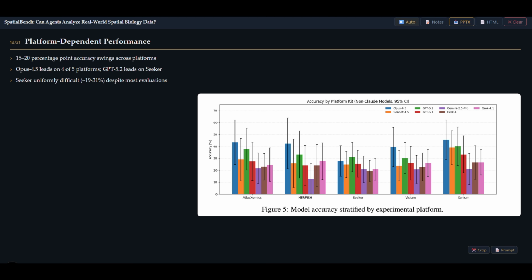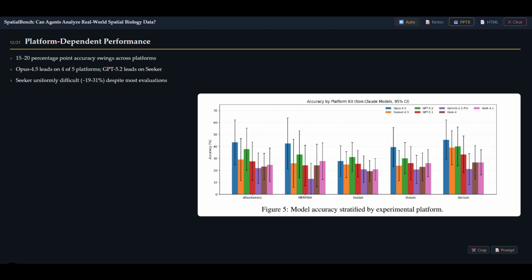Performance also depends strongly on the spatial technology platform. Individual models swing by 15–20 percentage points across platforms. Opus 4.5 leads on Atlas X Omics, Merfish, Visium, and Xenium, but GPT 5.2 actually leads on Seeker. Seeker is uniformly the hardest platform.